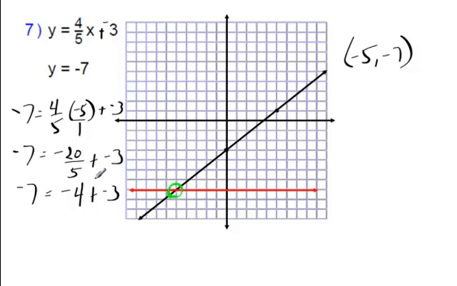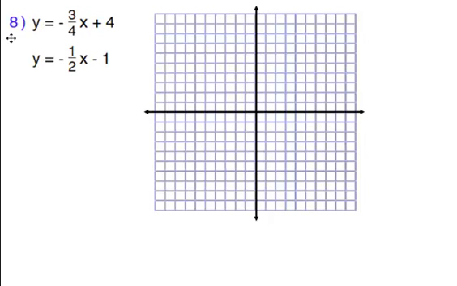You don't have to cut corners if you don't want to. Then I have negative 7 equals negative 7. Checks out. So my solution is right. All right, so here we have number 8 where I have both in slope-intercept form.